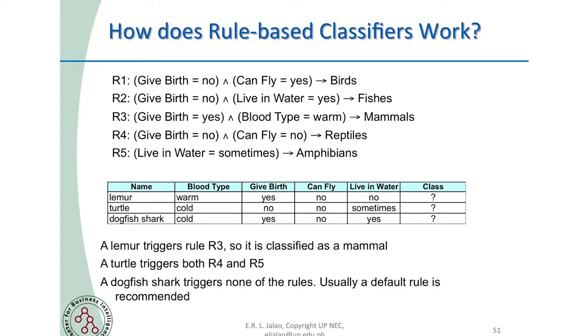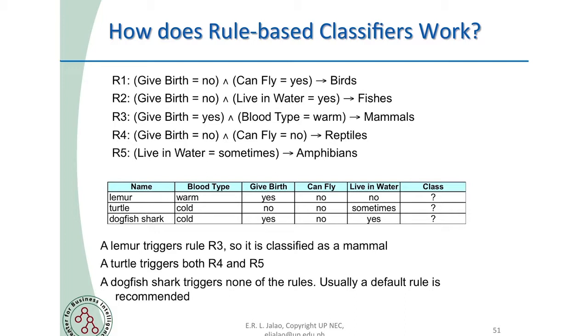So how do these classifiers work, specifically the rule-based ones? Now let's say you have 5 rules, and you'd like to determine the class of each of these 3 animals. Rule 1: if it does not give birth and if it can fly, then it's a bird. Rule 2: if it does not give birth and it lives in water, then it's a fish. Rule 3 says that if it gives birth and its blood type is warm, then it's a mammal. Rule 4: if it doesn't give birth and it doesn't fly, it's a reptile. And lastly, if it lives in water sometimes, then it's an amphibian.